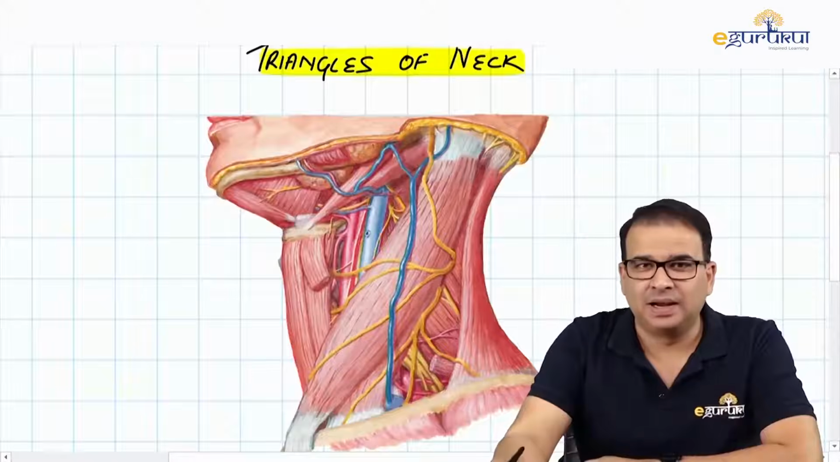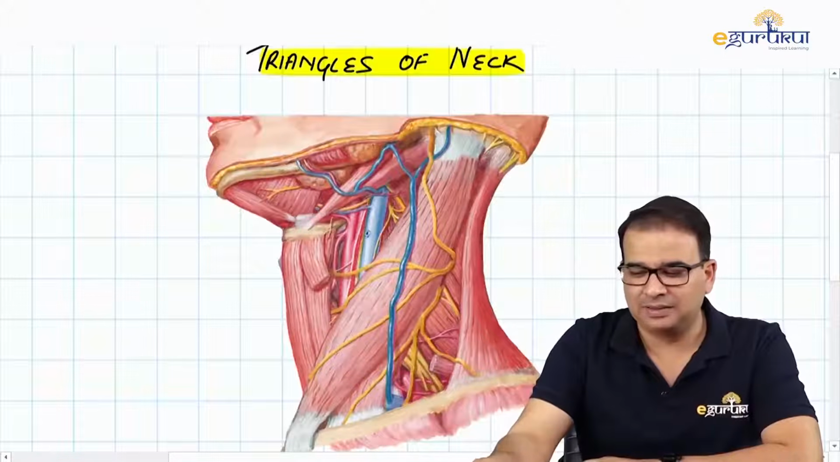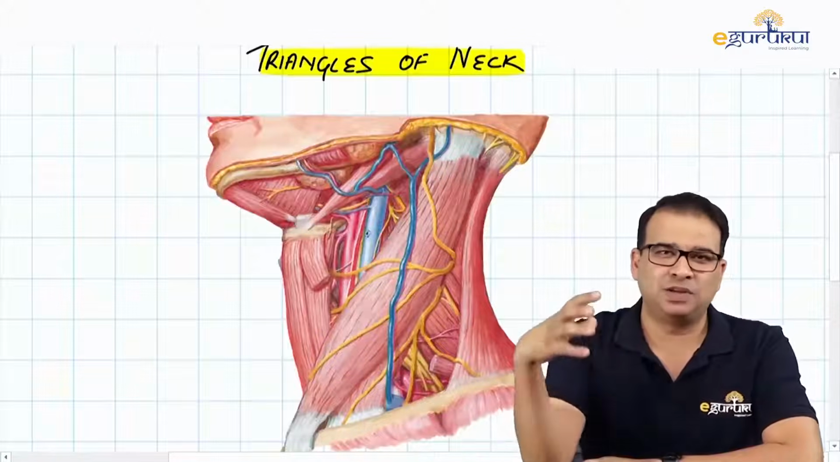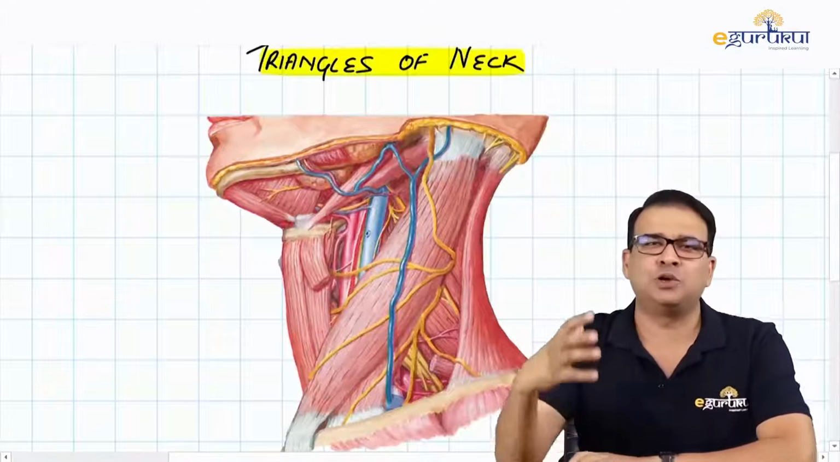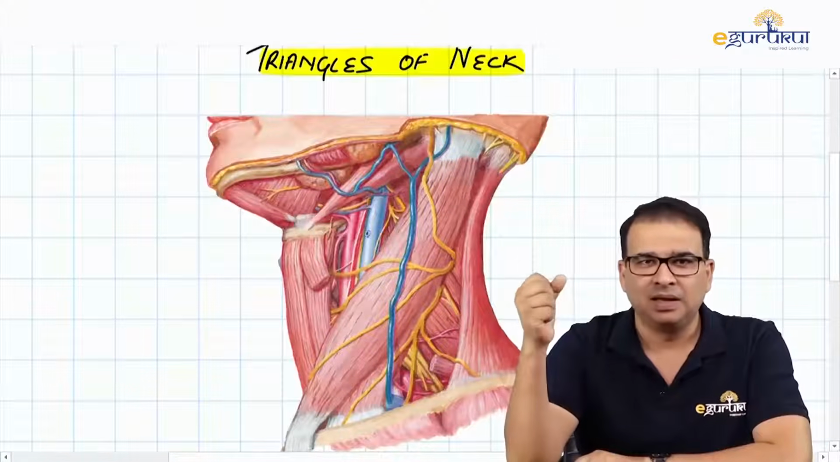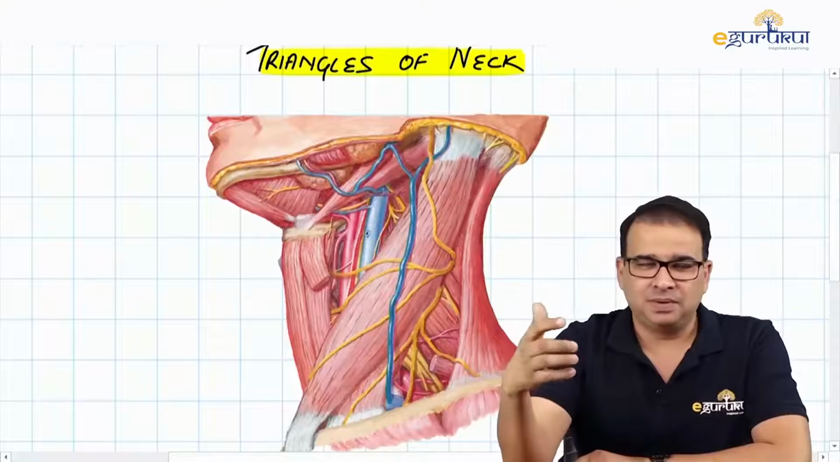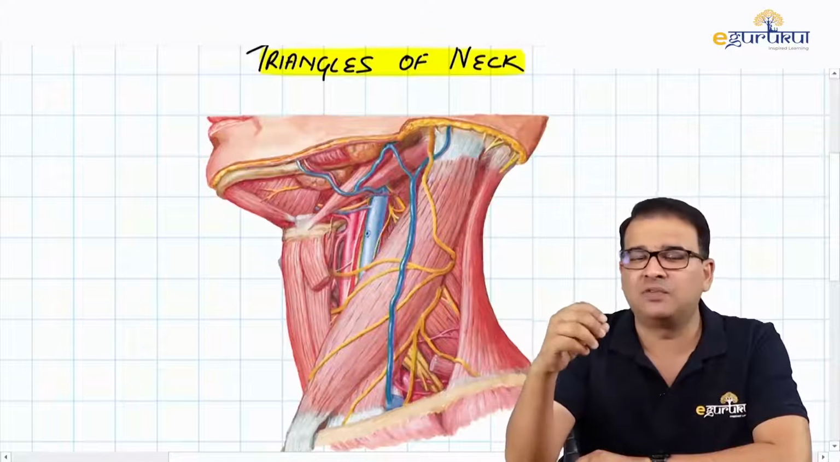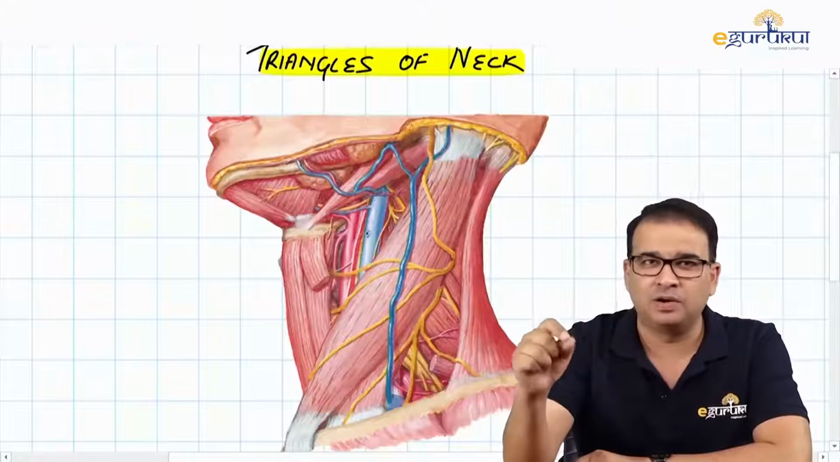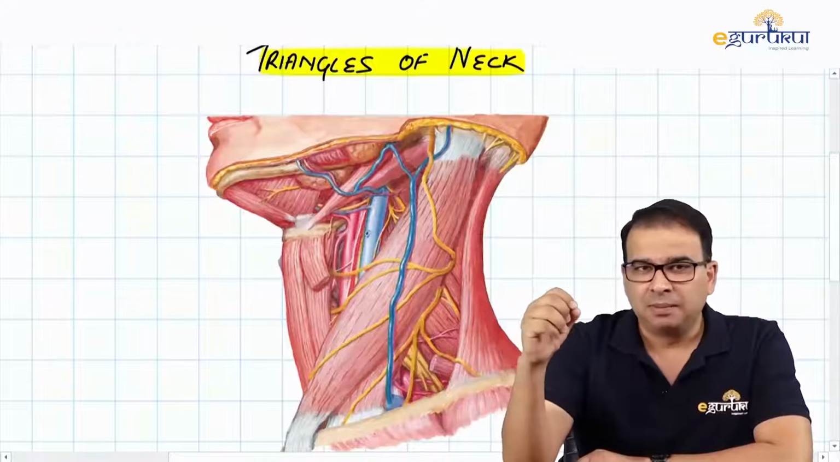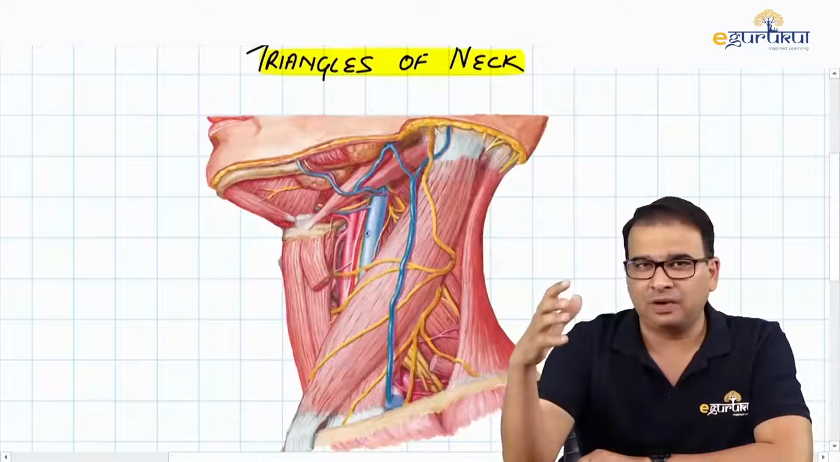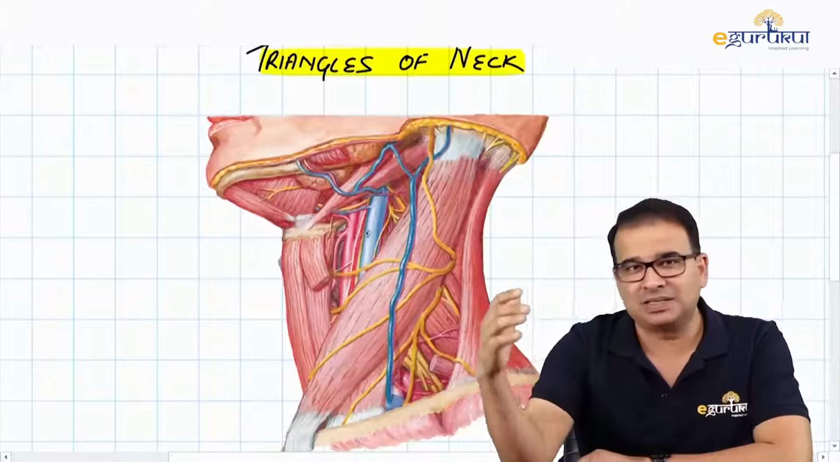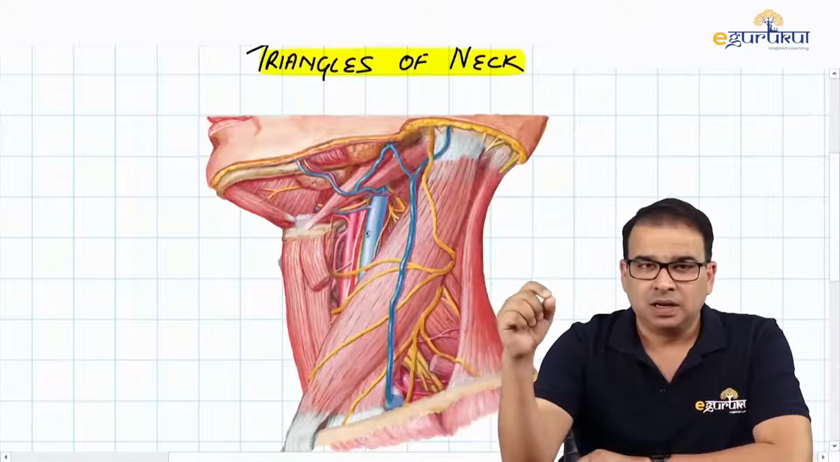Triangles of the neck, as we know, is considered one of the very difficult topics because there are too many structures to be identified there. And if there is a cadaveric image based question on this, it becomes really difficult to identify or point out a particular nerve or blood vessel. But we have prepared enough. We already have enough arsenal with us to understand this topic.